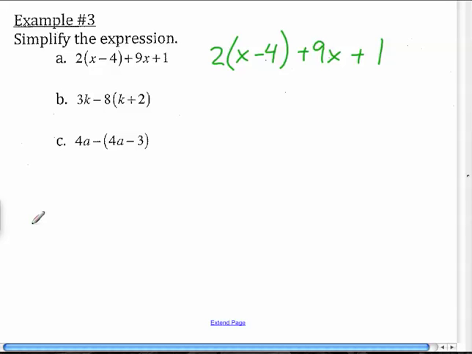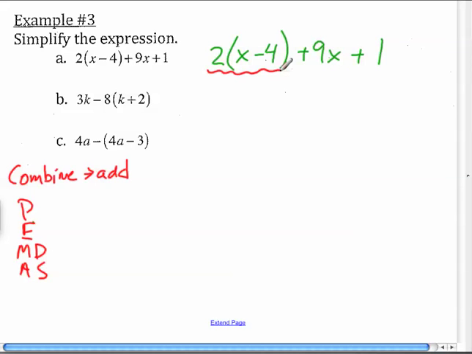Now guys, the first thing I have to do to simplify this is to multiply before I add. Combining like terms, the word combine is when we put things together. It's adding, right? That's what it means. But we need to multiply before we add when we use PEMDAS. The distributive property is always multiplying, so I distribute the 2 to the x and I get 2x, and the 2 to the minus 4, and I get minus 8, plus 9x plus 1.